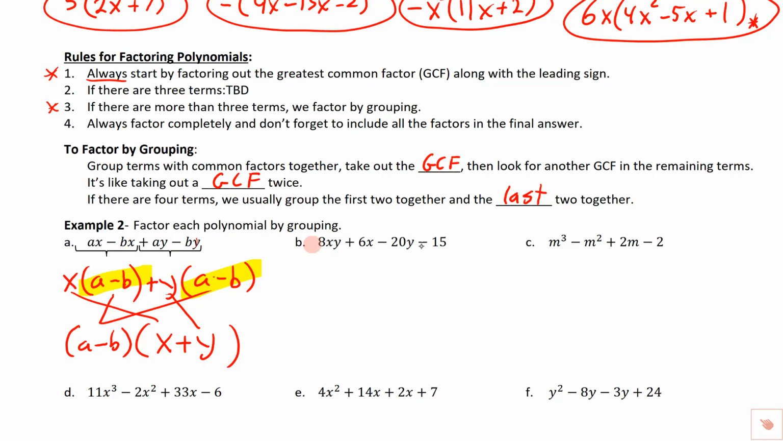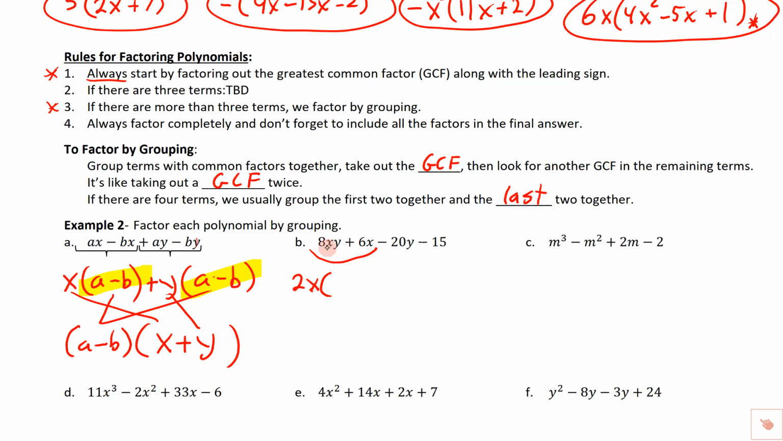Now, on this problem right here, we've got 8xy plus 6x, and then minus 20y minus 15. So on this one, let's group the first two together right here. So we're going to look at these guys. So I've got an 8xy plus a 6x. So let's look at the numbers. We've got an 8 and a 6. You can definitely take out a 2. And we've got an x in each one of these, so we're going to take out a 2x.